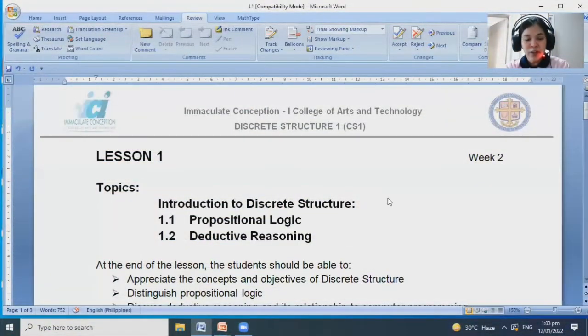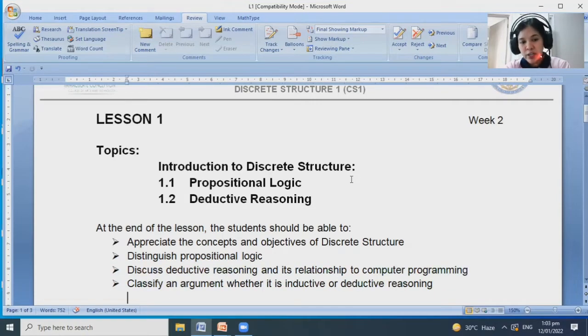Lesson number 1, Introduction to Discrete Structure. Let us talk about propositional logic and deductive reasoning. At the end of this lesson, you will be able to appreciate the concept and objectives of discrete structure, distinguish propositional logic, discuss deductive reasoning and its relationship to computer programming, and classify an argument whether it is inductive or deductive reasoning.